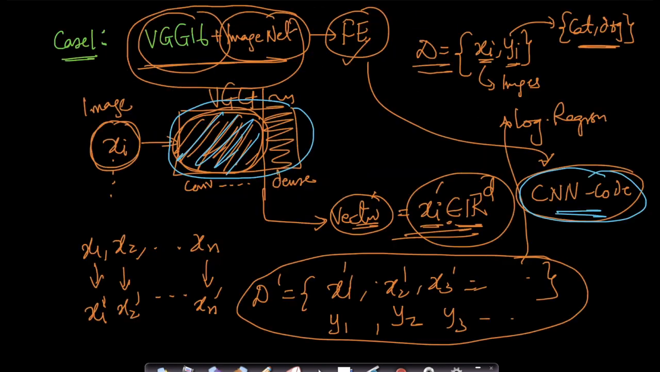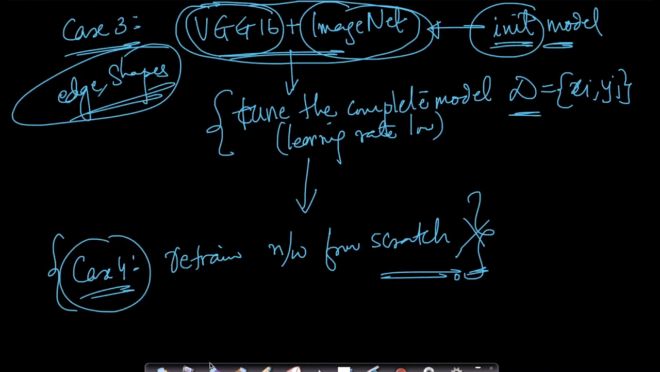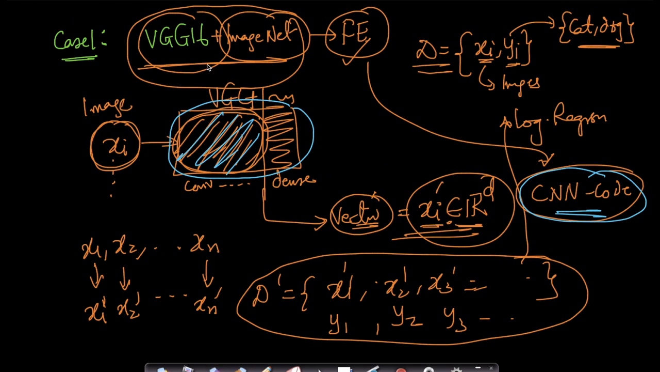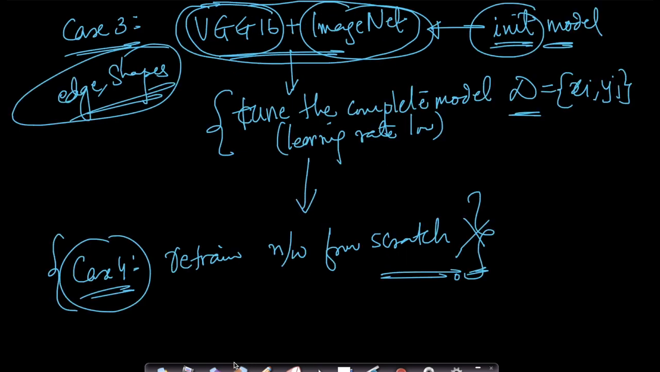And let's look at cases when we should do case 1, case 2, case 3, case 4. I would argue that you should avoid case 4 most of the times, right? Let's see, case 1 is basically using VGGNet as a feature engineering tool. In the second case, you're just fine tuning the last layers. The third case, you're using VGG16 plus ImageNet as initialization, and you're fine tuning the complete model. In case 4, you're training everything from scratch.